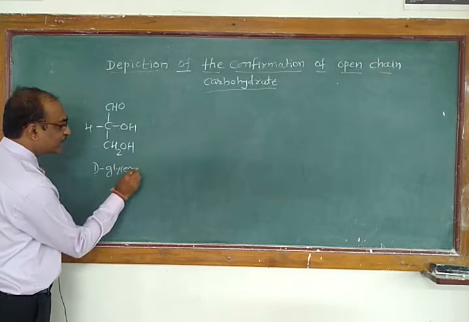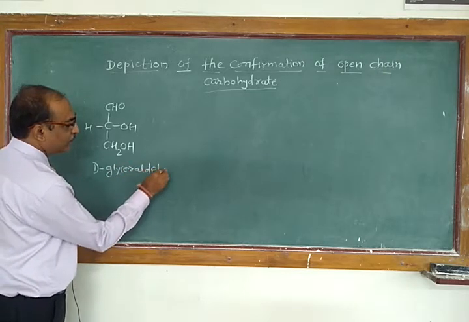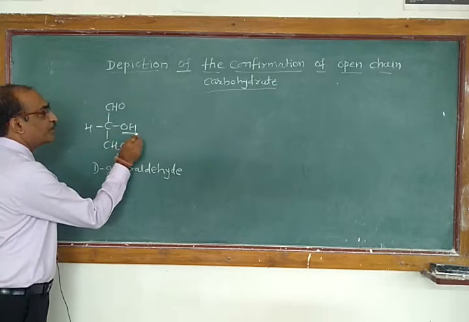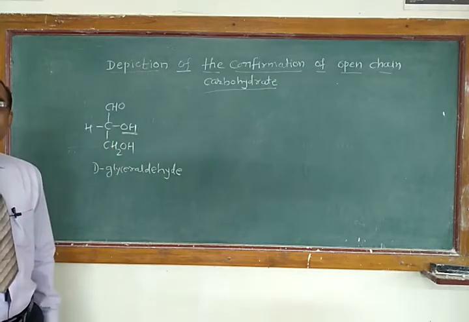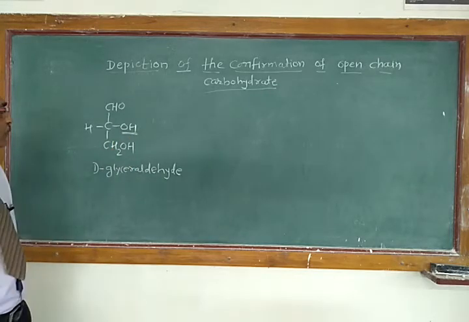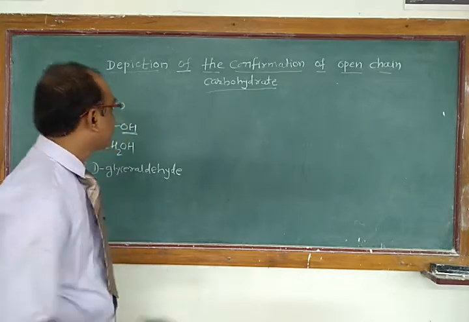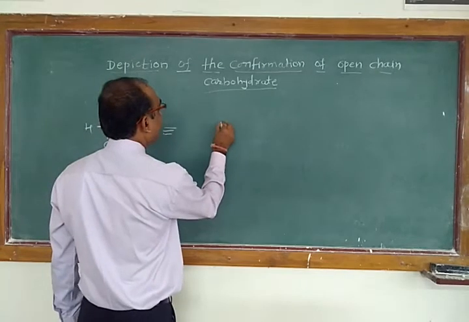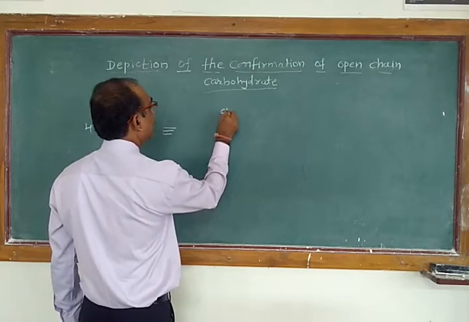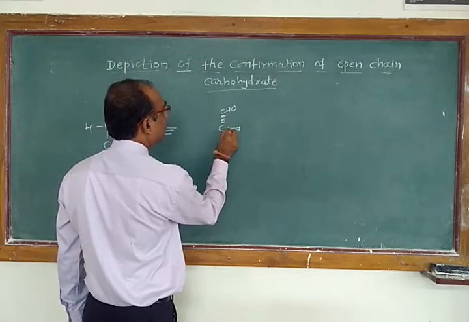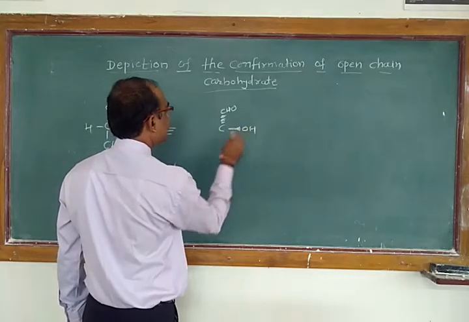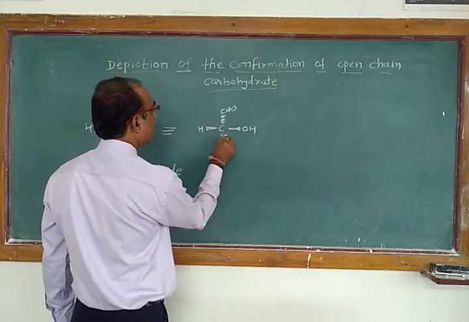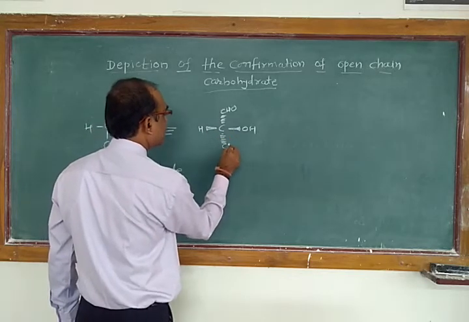Why is it D-glyceraldehyde? Everybody knows it, but once again I will tell you: because this hydroxy group is on the right hand side, it is D-glyceraldehyde. The other way we can also write this D-glyceraldehyde is like this. Here is CHO, here is OH, here is hydrogen, and here is CH2OH.